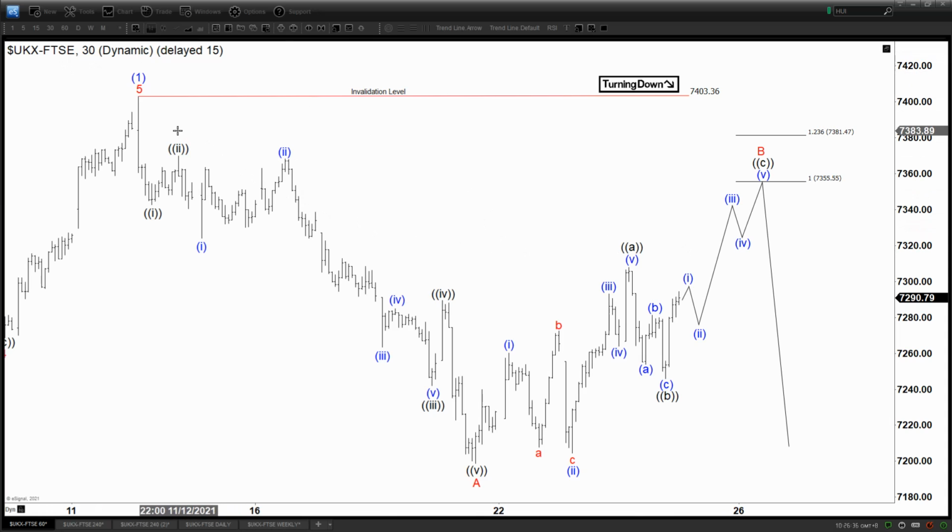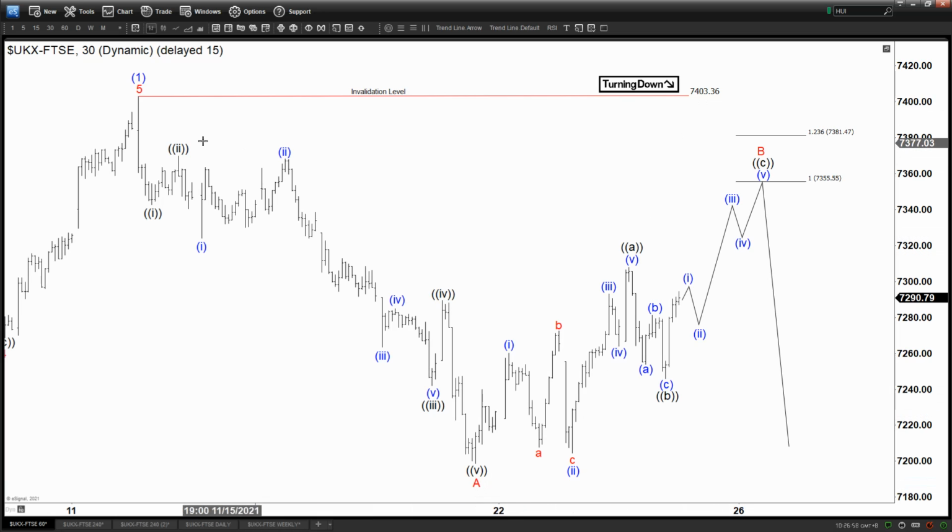Now we can see right here we ended with 1 in the intermediate degree here. So now correcting in the wave 2. Now the correction in the wave 2 is in the form of a zigzag here, AB, and looking for a C leg as long as the rally here fails below 74.03 right here.